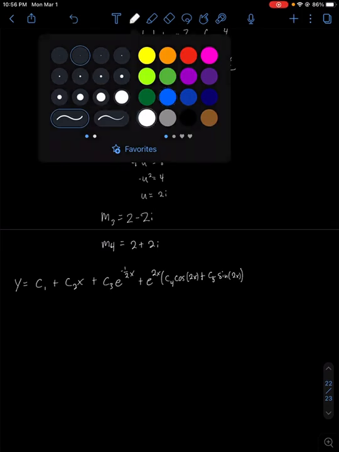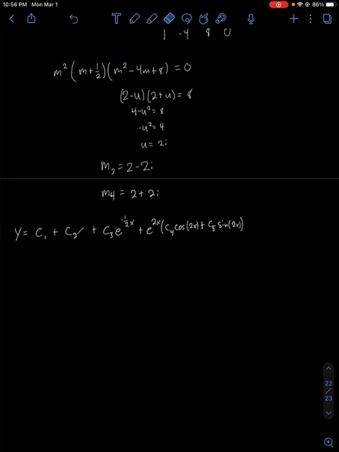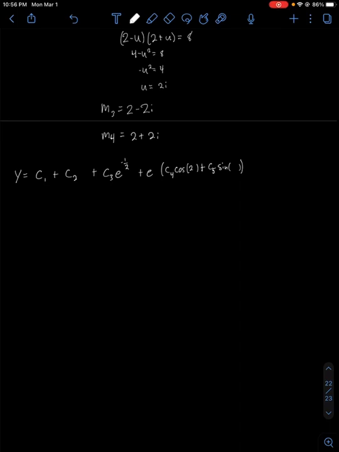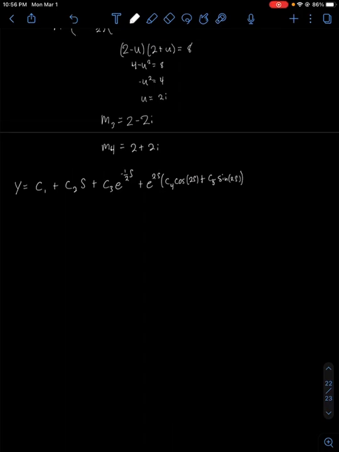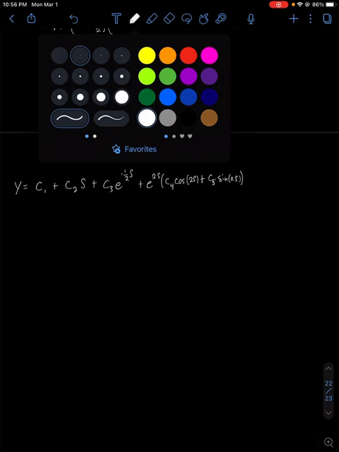So let me erase this again. C2S, S e to the 2S, S. So hard to see the S's. I hate writing S's. Okay.